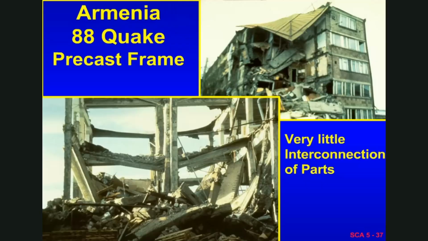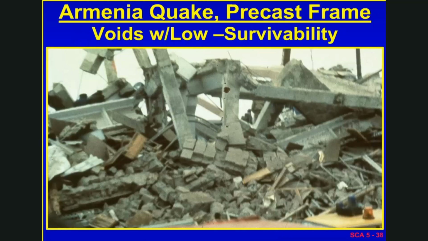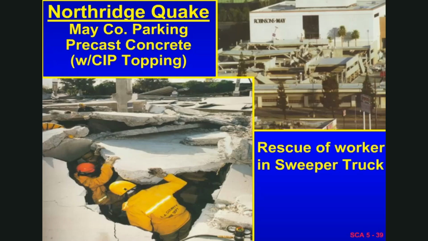This is from Armenia, where they were multi-story, and you can see at the bottom the compactness of the collapse of the lower picture, or even more so in this picture. Survivability would be very, very low, and pretty much all the victims would be found within that very, very dense rubble.